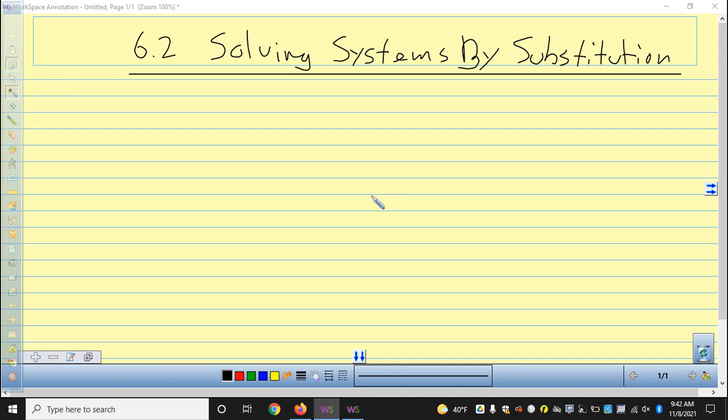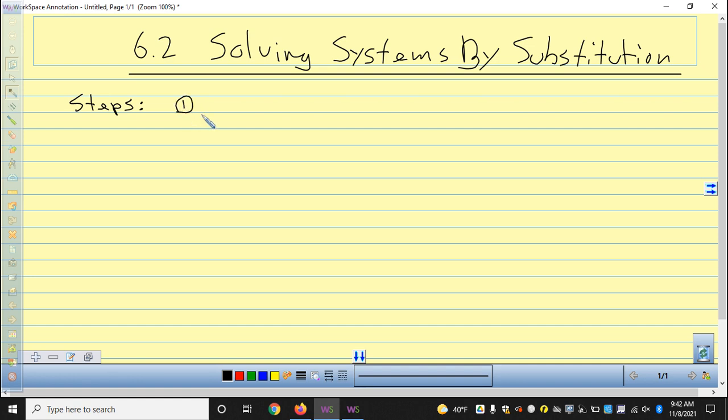Systems of equations, we are still finding where two lines intersect. We're just doing it in a slightly different way. So I'm going to write down our steps for solving by substitution.